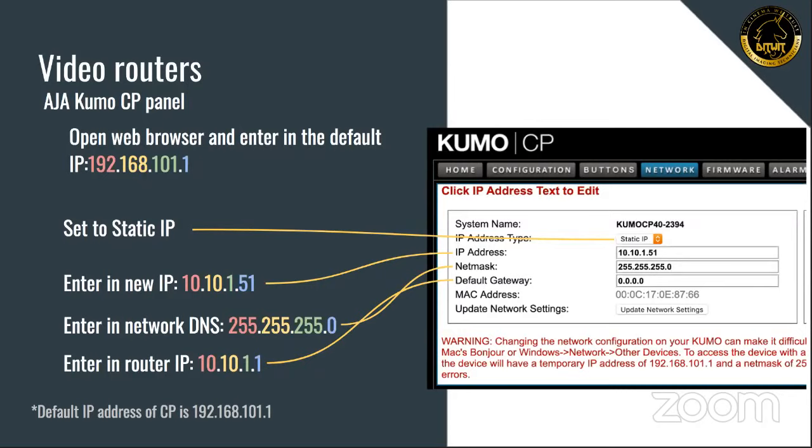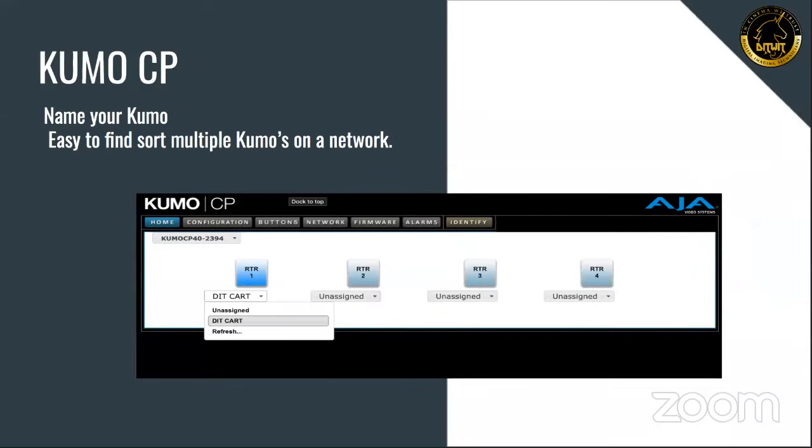Enter all this information in your spreadsheet. Why not? Keep that going. And then in the home page of the CP, or the home tab, now on router 1, you can select DIT cart. The thing that we have highlighted there that says DIT cart, that's the Kumo that we just set up. If I had 4 different routers on my network, I would want to label them so I wasn't mixing up which router goes where. So again, organization done in prep saves so much time trying to troubleshoot.